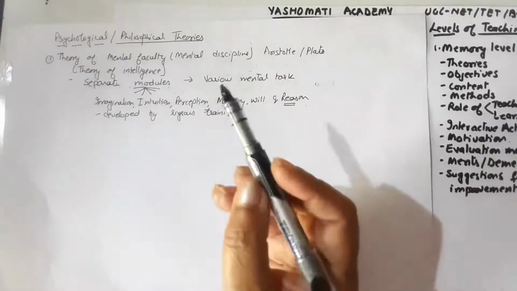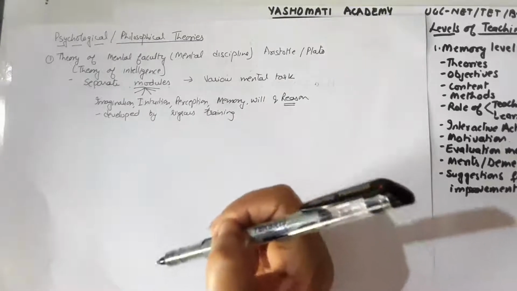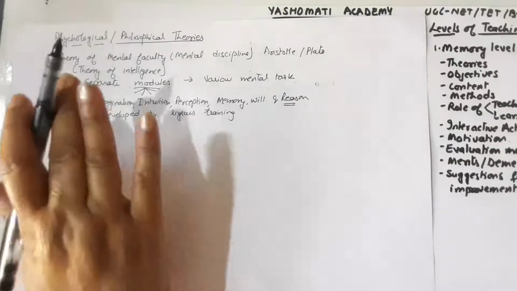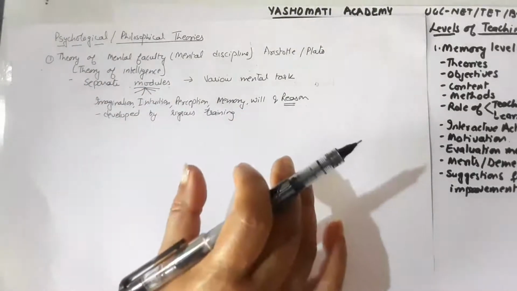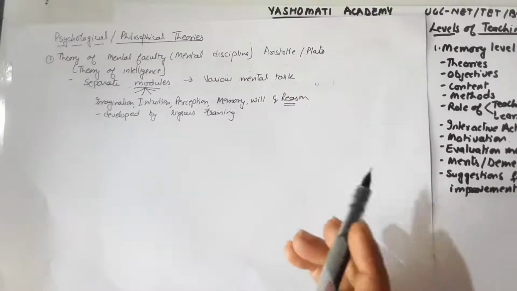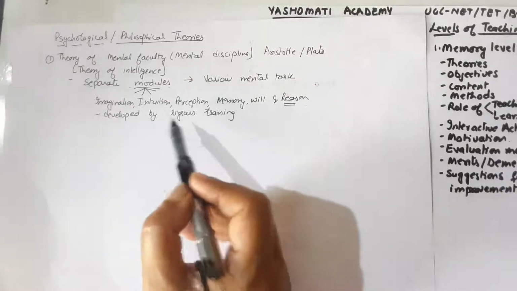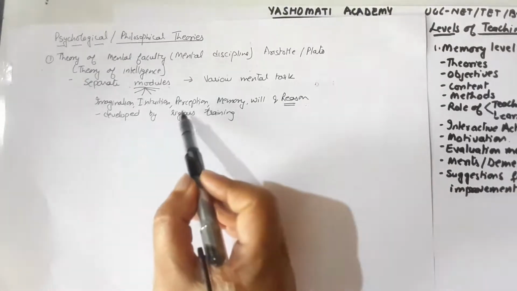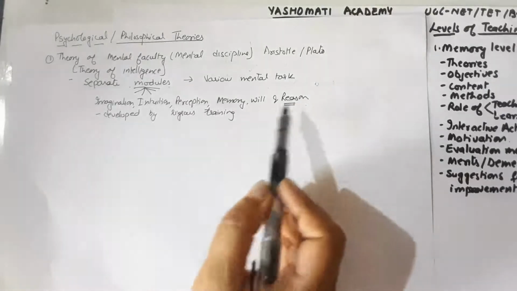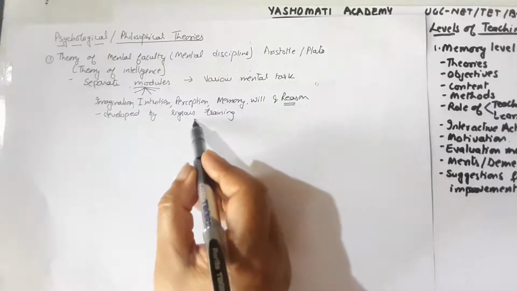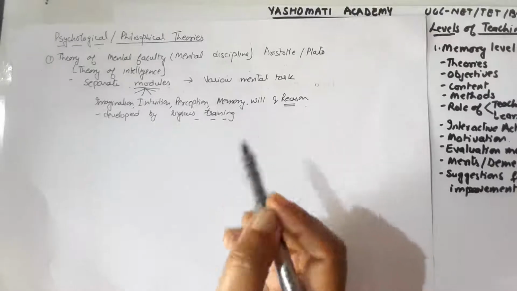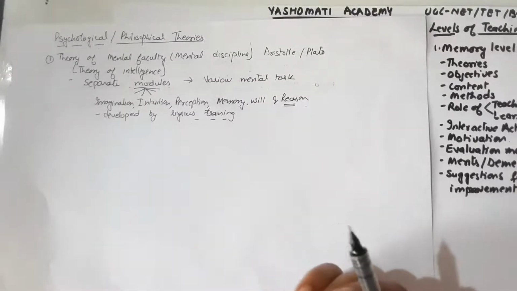Of course, as we study further theories, later on different experimental psychologists disapproved this theory on the basis that there are no separate independent faculties. But this theory lays stress that imagination, intuition, perception, memory, will, and reason can be improved by rigorous training. That means through practice, through exercise, through use and reuse, these separate modules can be developed.